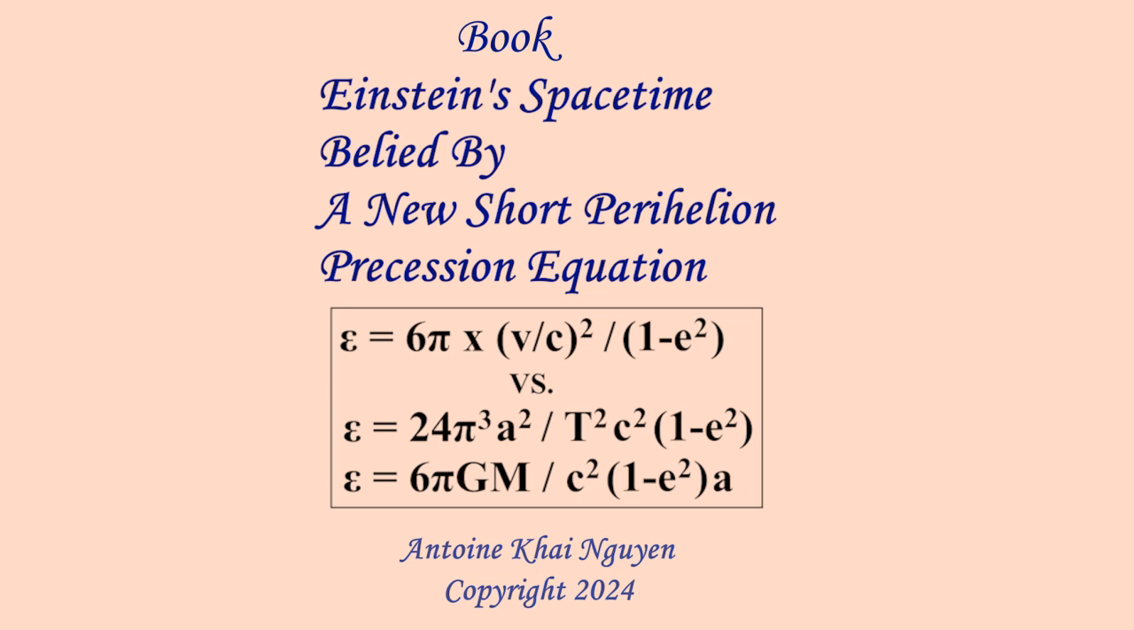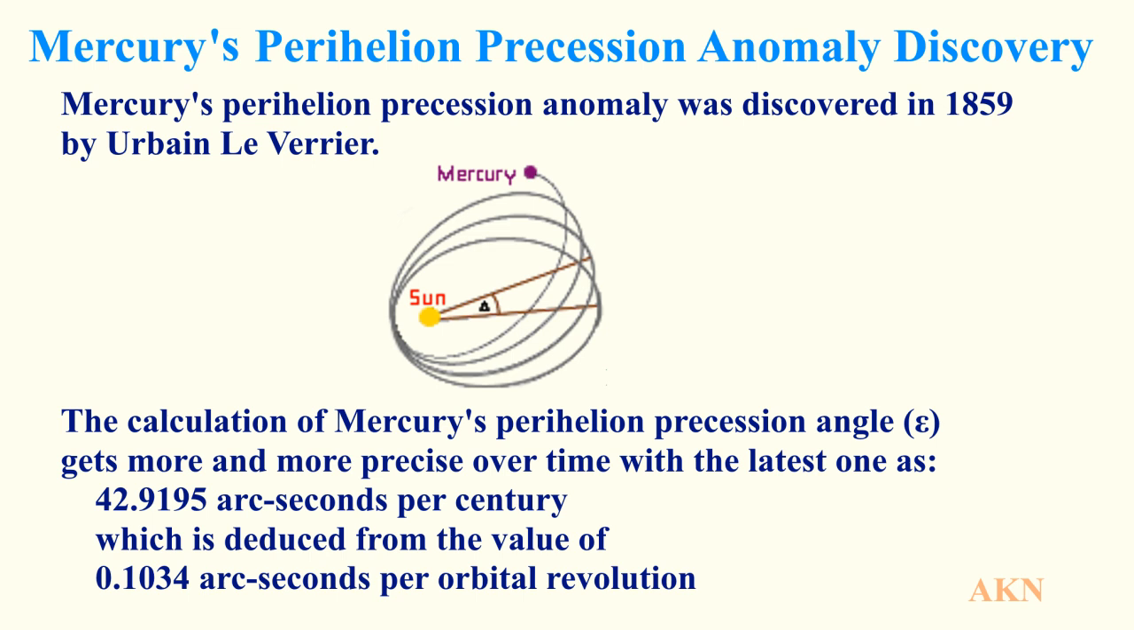This video is about my book titled Einstein's Spacetime Belied by the New Short Perihelion Precession Equation. Mercury's perihelion precession anomaly was discovered in 1859 by French astronomer and mathematician Urbain Le Verrier. The calculations of Mercury's perihelion precession angle get more and more precise over time, and the latest value thereof is about 22.9 arcseconds per century.